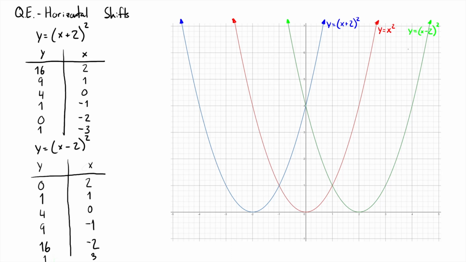Now the first thing that you might notice about these graphs is that the y equals (x plus 2) squared is actually moving us to the left by 2 units. And the graph of y equals (x minus 2) squared is moving us to the right. Shouldn't it be the other way around? And that makes sense. It's what most people would assume. The -2 should move us to the left and the +2 should move us to the right.